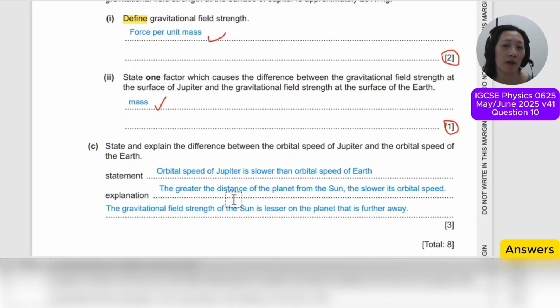So we have to be sure to talk about the gravitational field strength of the Sun because we're not comparing the gravitational fields of the planets this time. We're comparing the gravitational field strength of the Sun on those planets.